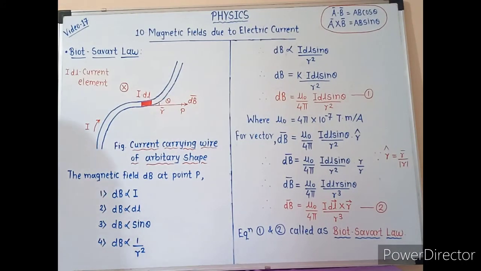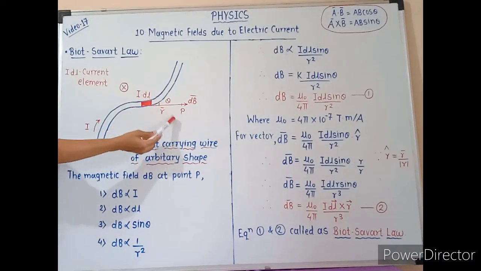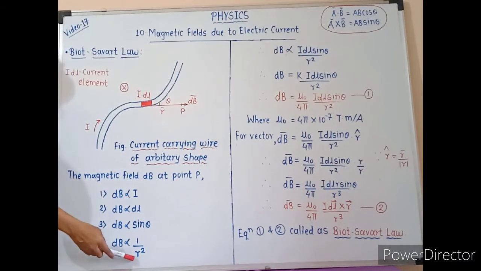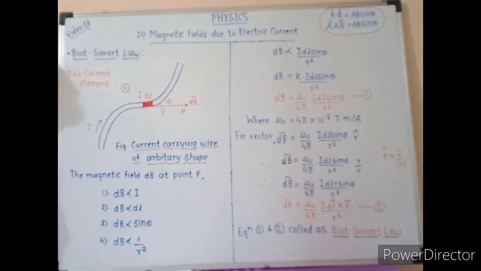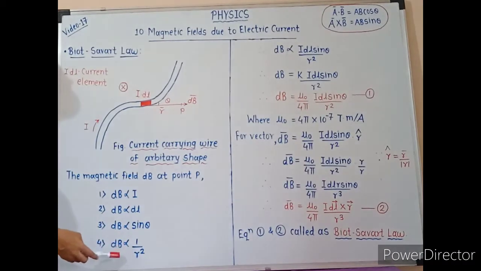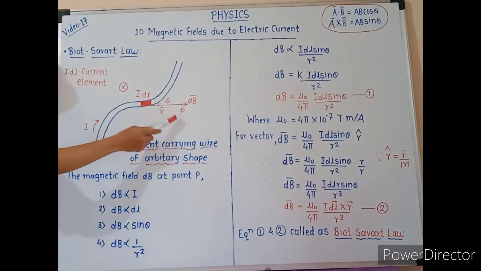Now the last point is dB is inversely proportional to the square of the distance between this current element and point P. As we know that electric field or gravitational field obeys this inverse square law, similarly, this magnetic field also obeys this inverse square law, as it is a vector quantity.